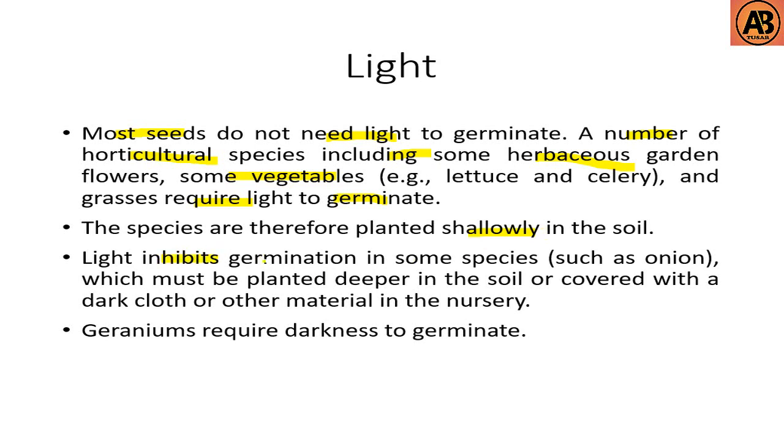Light inhibits germination in some species such as onion, which must be planted deeper in the soil or covered with a dark cloth or other material in the nursery. Geraniums require darkness to germinate. So this is the light factor.